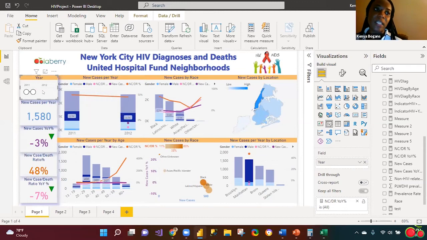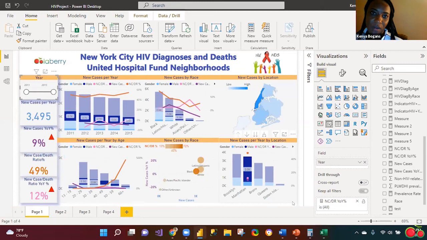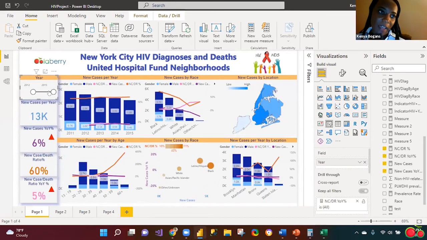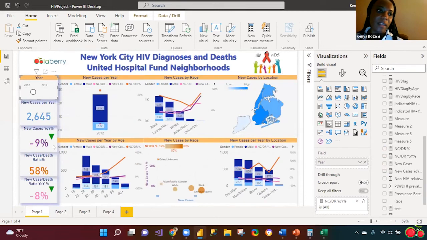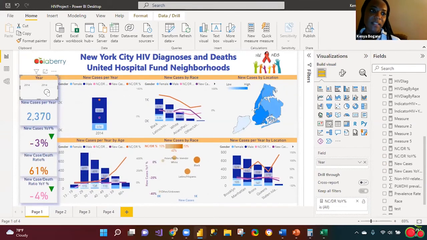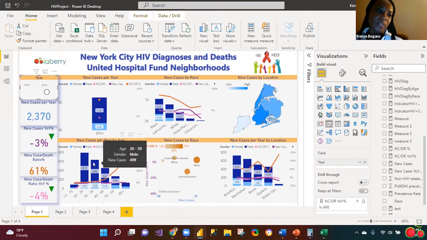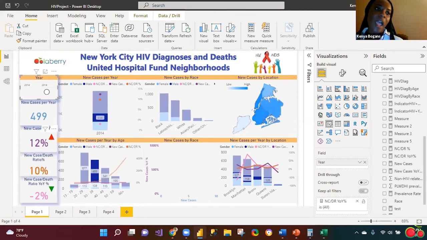Now, I did find some positive and negative insights while working on my project, and I'm going to take a look at those right now. In 2012, I found that my new cases year-over-year percentage decreased by 9%, which is a positive thing. And the new case death ratio year-over-year percentage decreased by 8%. But with any good, you also have some bad. In 2014, I looked at my data and I see that males between the ages of 30 through 39 had an increase of 12% of new cases year-over-year percentage.